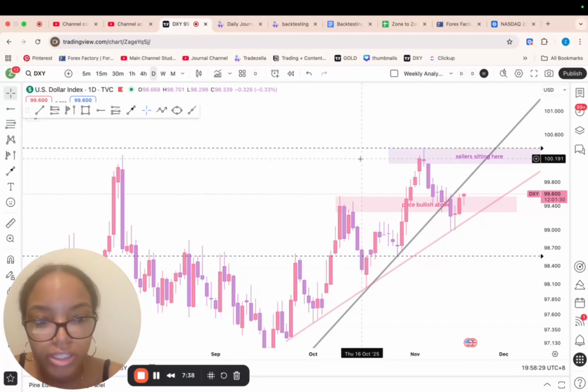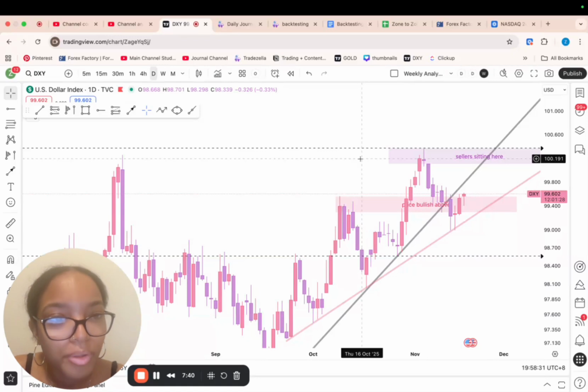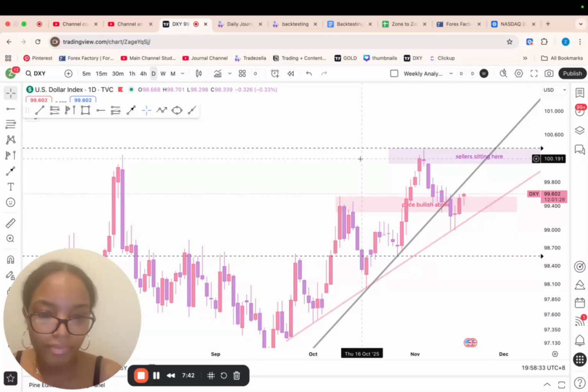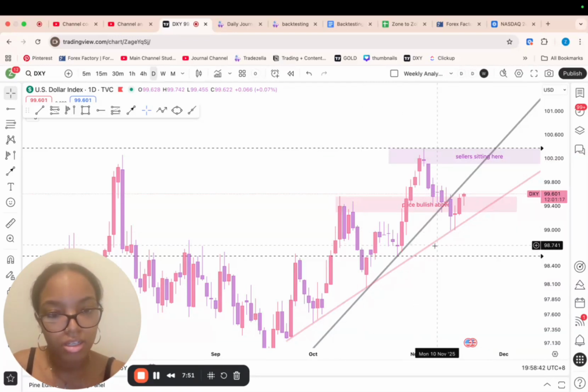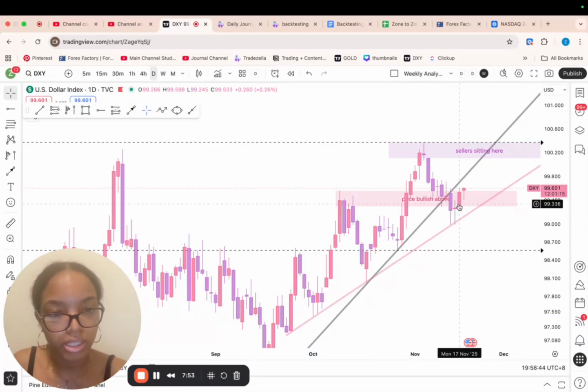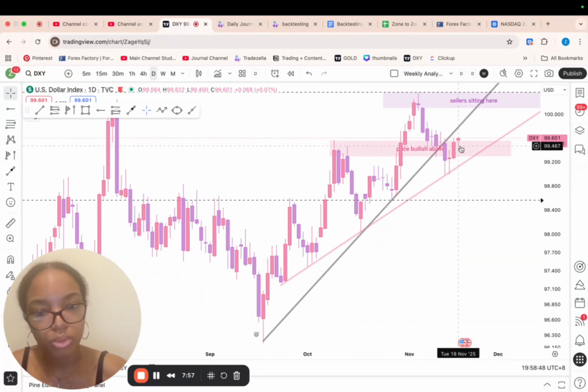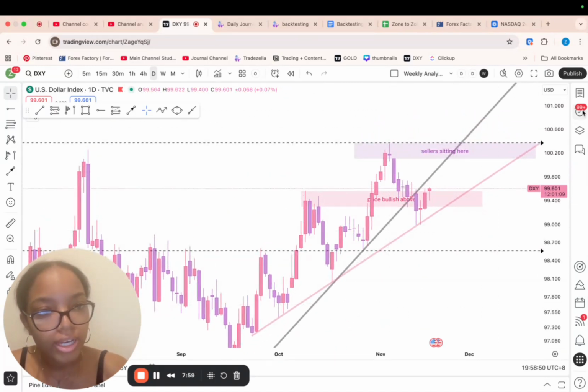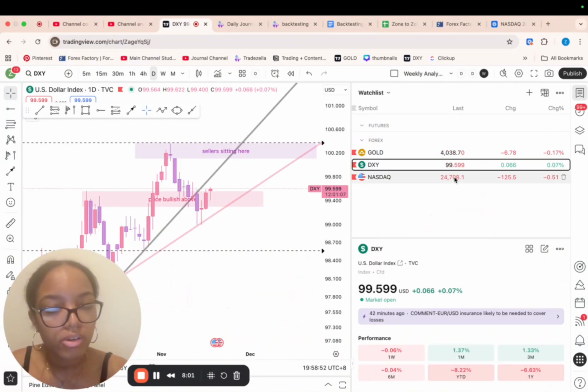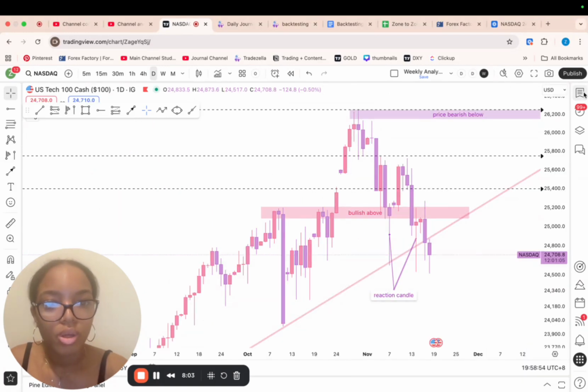That could be a reason why we're seeing price move like this, because it's not very definitive in its direction. But obviously it's pushing up and it's respecting this dynamic support level here. It disrespected this bullish one, but it's respecting this one, and this one does seem to have more touch points on it. So that is a positive. What was I on? I was on NASDAQ.